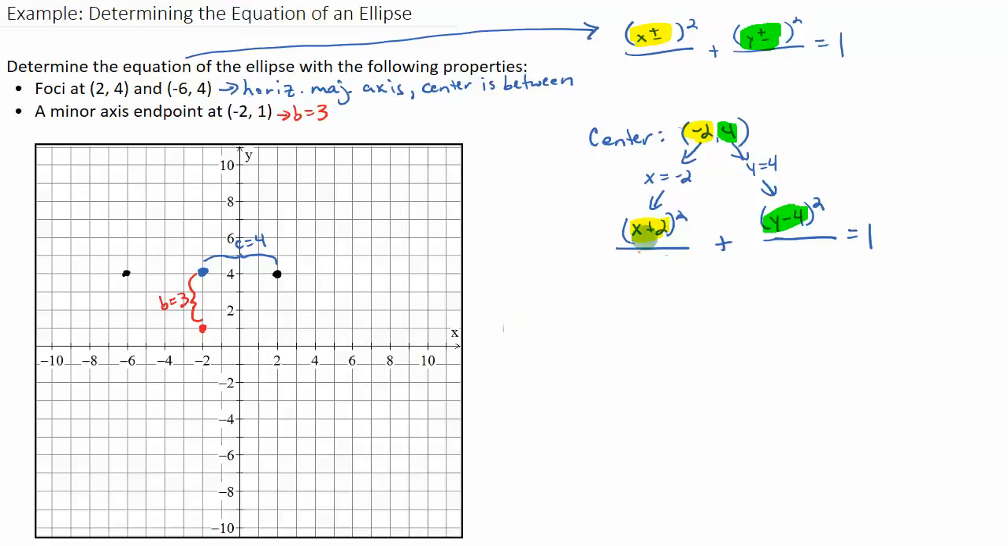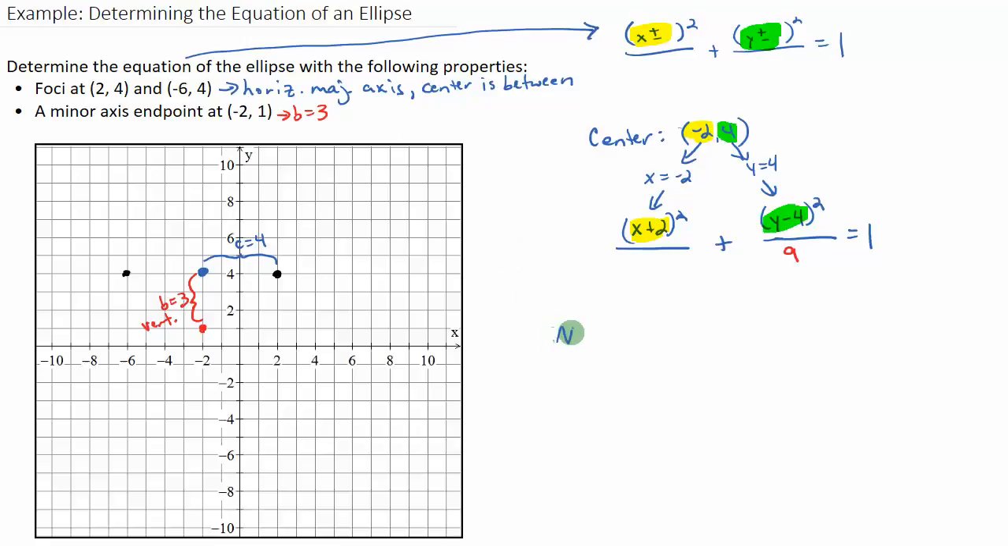Now, in my equation, I've got to use my a and b numbers, my vertical and horizontal distances. So b is vertical. That means the b value is going to go underneath the y fraction. So I put 3 squared, or 9, because remember, my distances are squared in the equation.